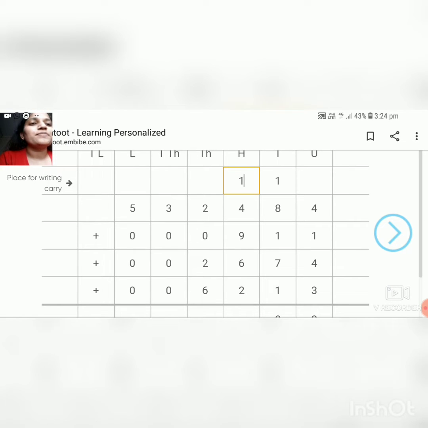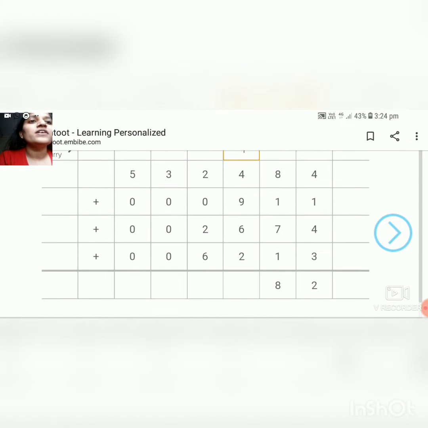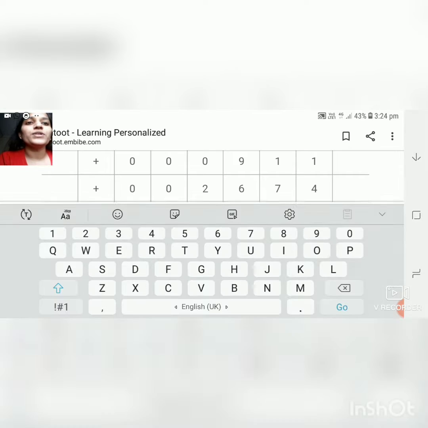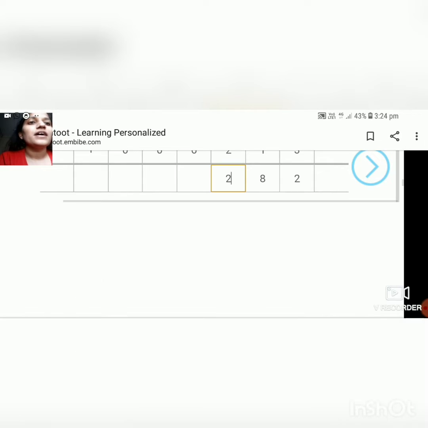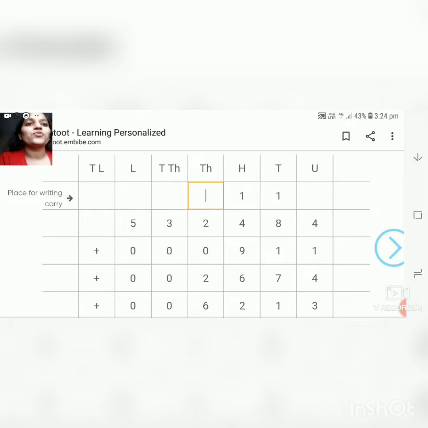So let's add hundreds place digits. 1 plus 4 is 5, 5 plus 9 is 14, 14 plus 6 is 20, 20 plus 2 is 22. So 2 will come here and 2 will come as carryover.